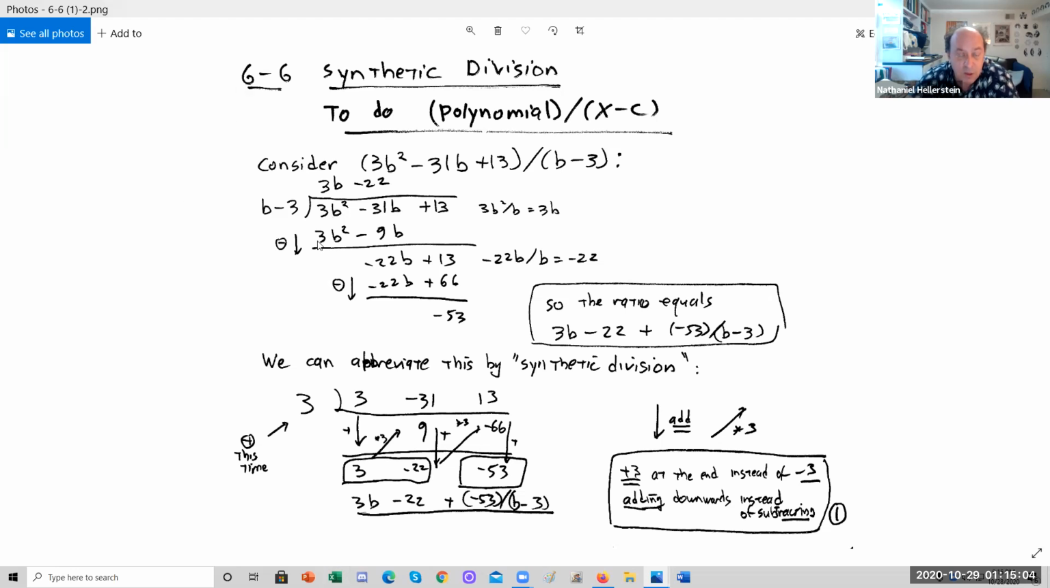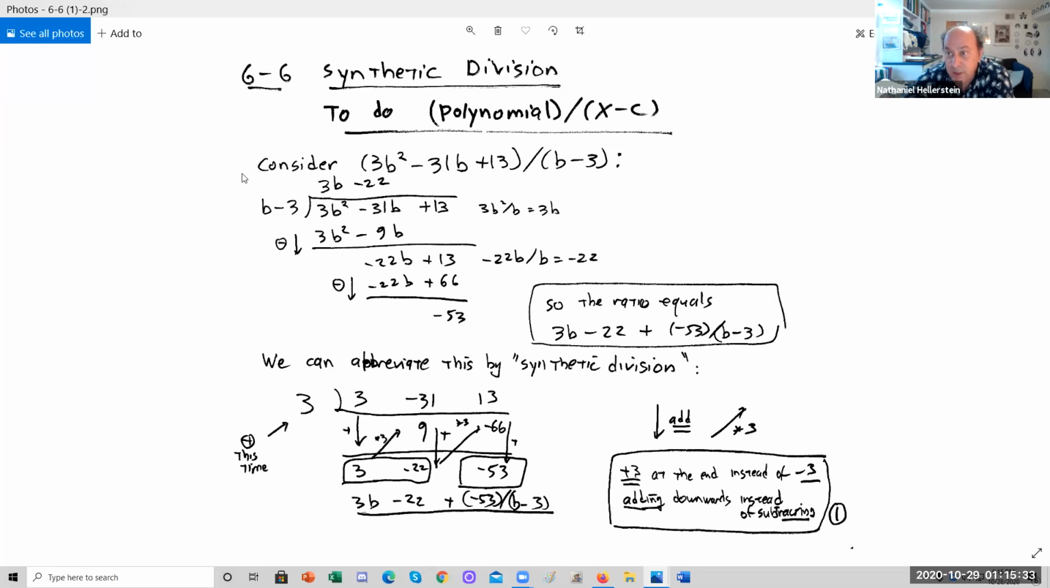Anyhow, 3 minus 3 cancels. Negative 31 minus negative 9 is negative 22. Divide negative 22b by b, you get negative 22. Put that into the quotient. Negative 22 times b minus 3 is negative 22b plus 66. Subtract, we're left with a remainder of negative 53. So the result is 3b minus 22 plus negative 53 over b minus 3.